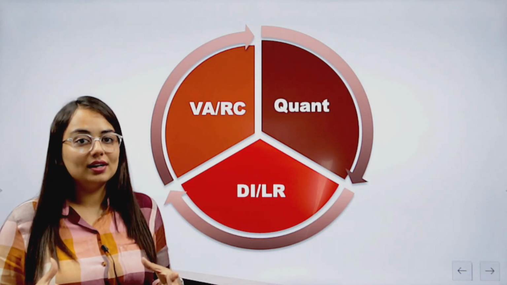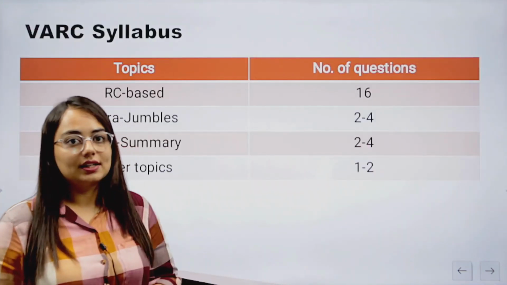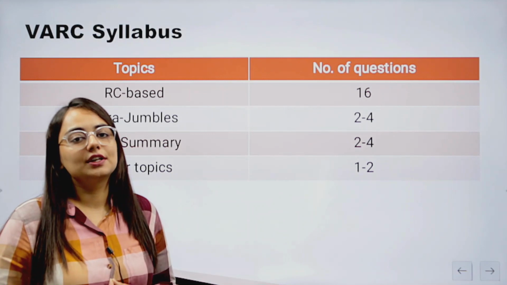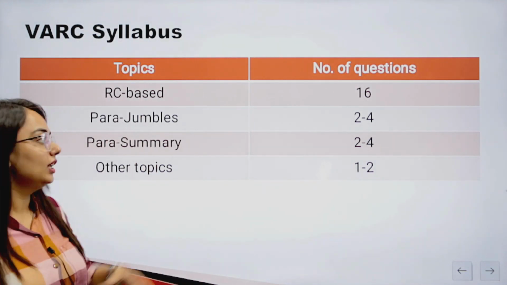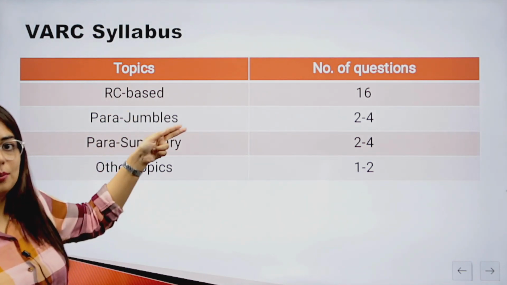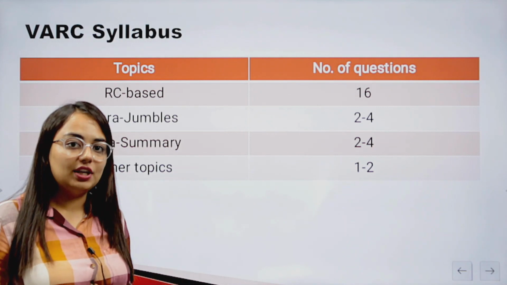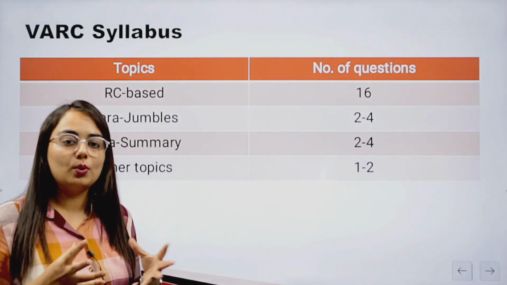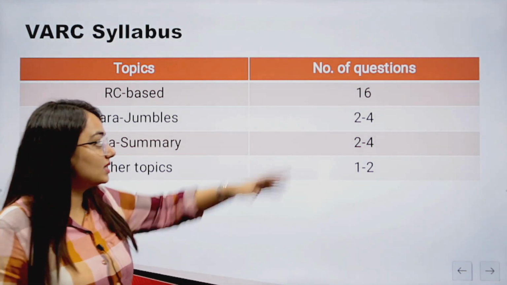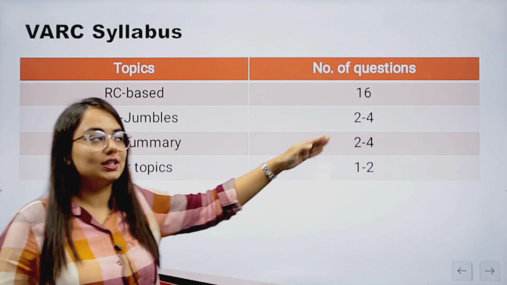Let us now try to understand each of these sections in detail. So the first section, that is VARC, verbal ability and reading comprehension, has broadly 4 types of questions. The first one is RC, that is reading comprehension. So as per last year's examination, where you had a total of 24 questions, 16 are from RC, that is 70% of the whole section.